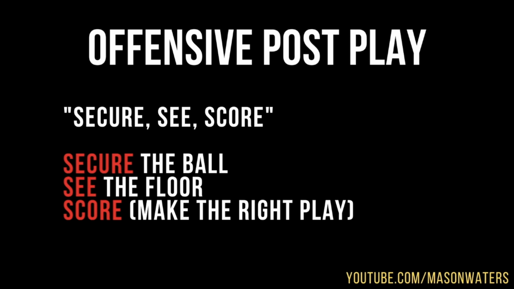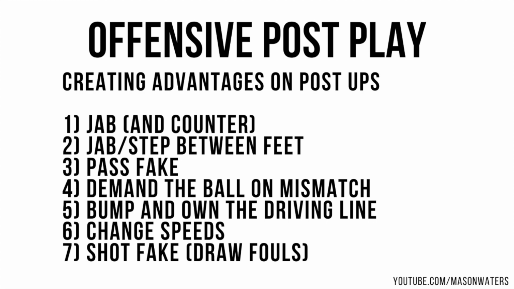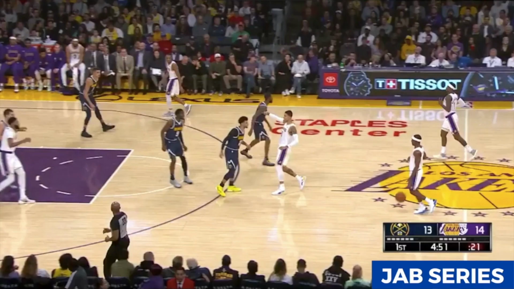Now, some other things that we're going to look at in this video are these 7 things right here. So a jab and a counter, jab, stepping between the feet, pass fake. You can read all 7 of these, but these are the things we're looking at for offensive post play. And the key with all of these moves is that all of these create advantages on post-ups. Playing basketball and scoring on your opponent is all about creating advantages. And we'll look at a couple here.